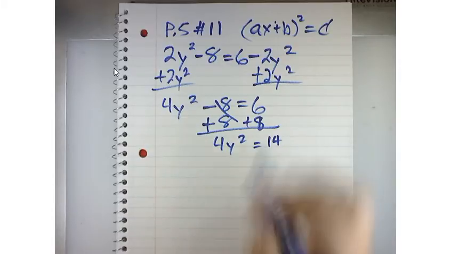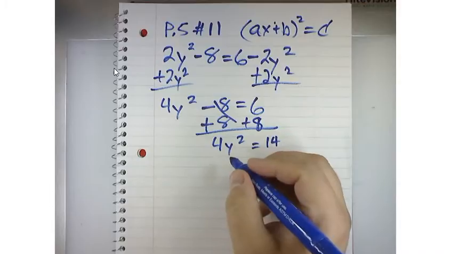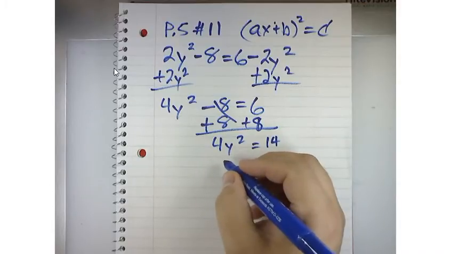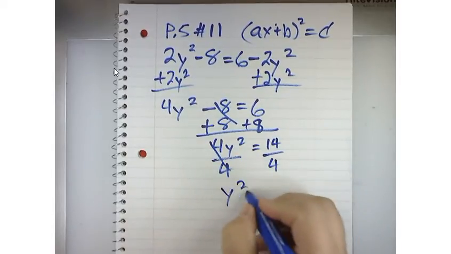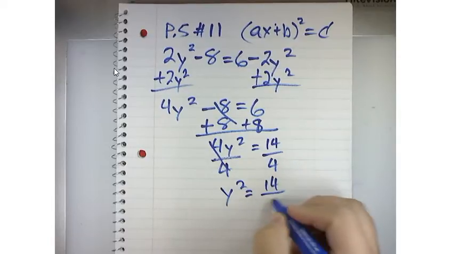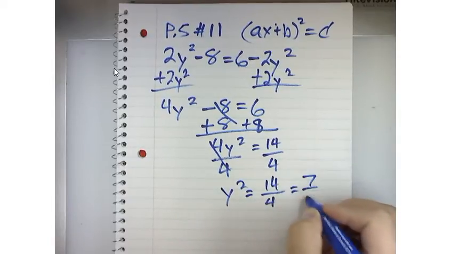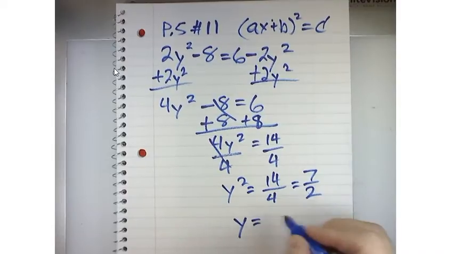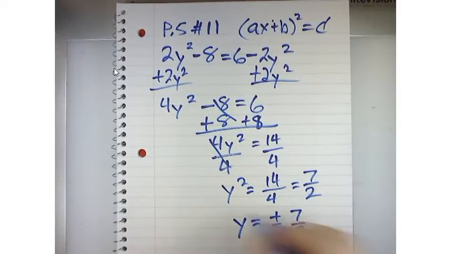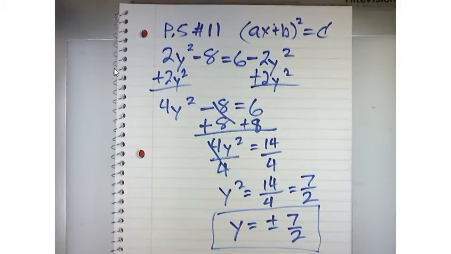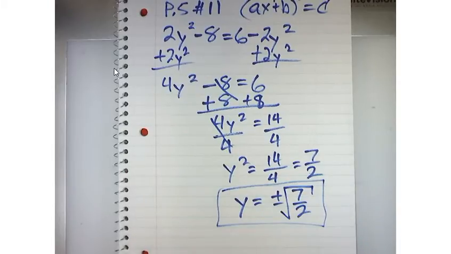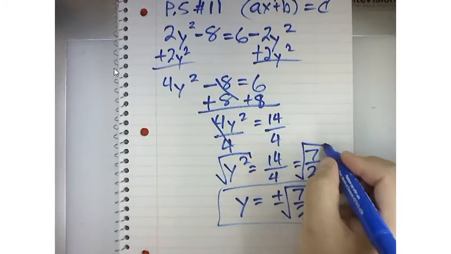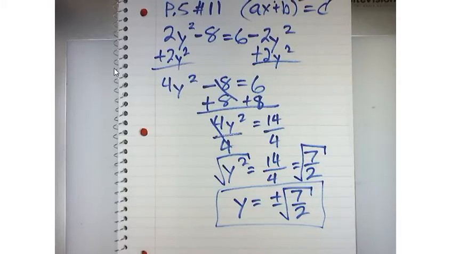And so what I could do then is, what do I do next? I could just divide both sides by 4. And I get y squared is equal to 14 over 4, which is really the same as 7 over 2. And if I take the square root of both sides, I get y equals plus or minus the square root of 7 over 2. Right? Because I got to take the square root here and the square root here. Does that make sense? And that's the answer in the book.